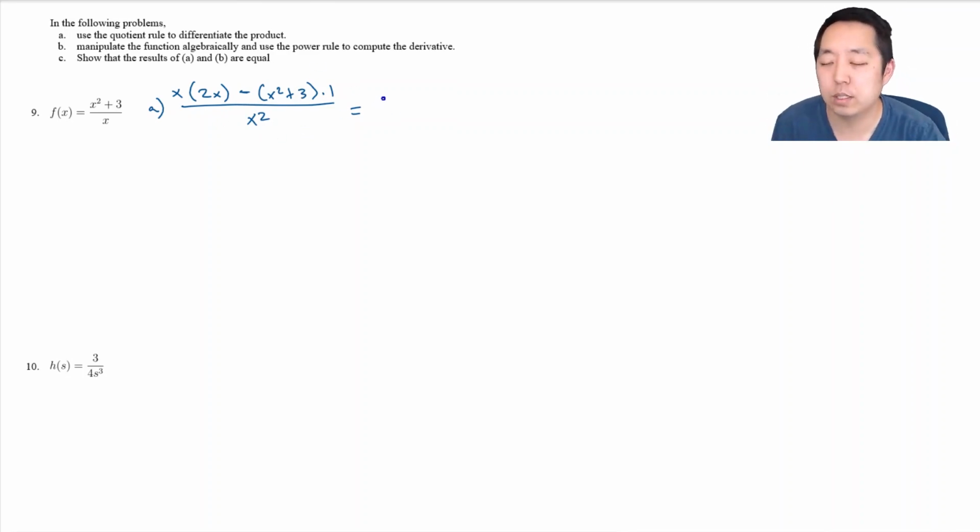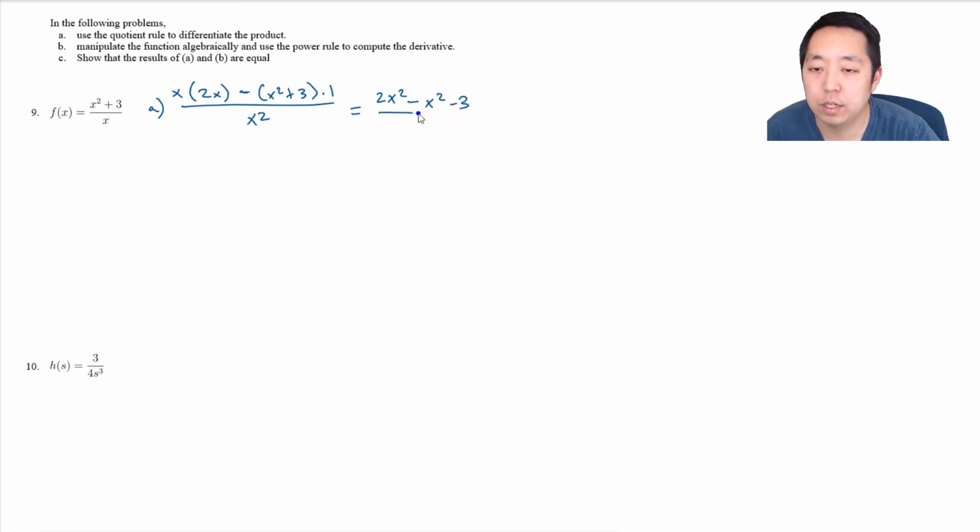There are some mnemonics that you can use to memorize that, but that's 2x squared, and then distributing the negative sign is minus x squared minus 3 over x squared. And that would be x squared minus 3 over x squared. You could leave it like that, or you could rearrange, but I'll just leave it like that for now.